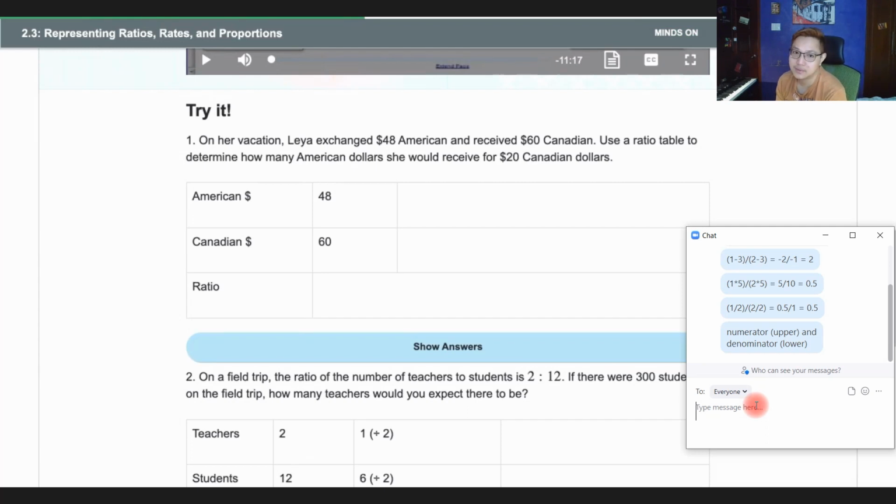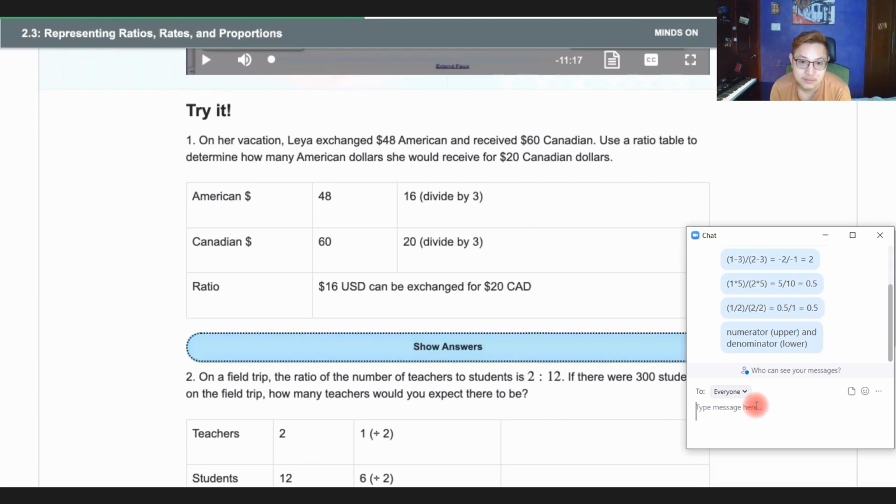So it's a 3-to-1 ratio, isn't it? Okay, you write it down then. There you go. The answer is $16 in exchange for 20 Canadian dollars.